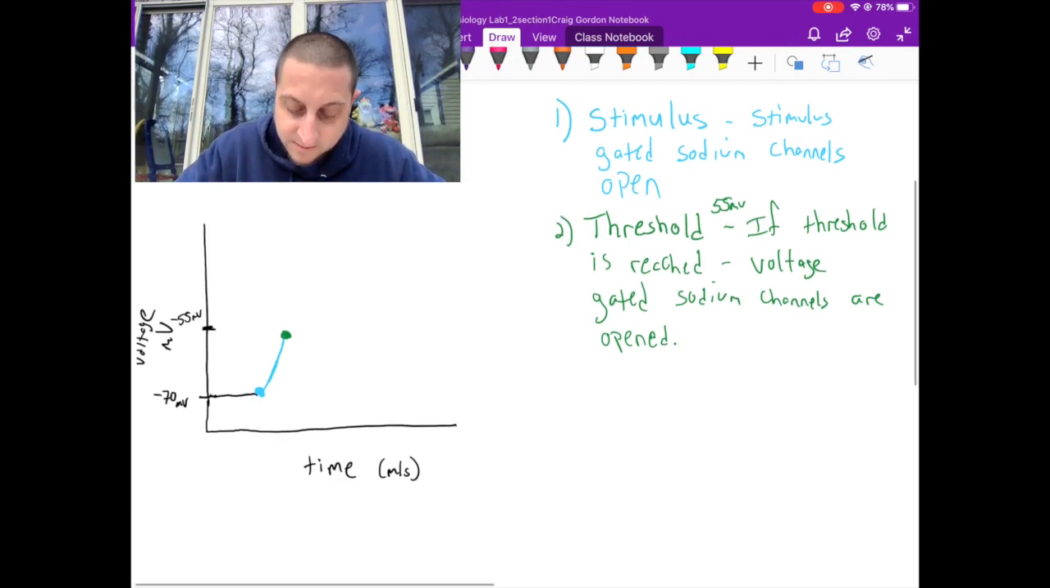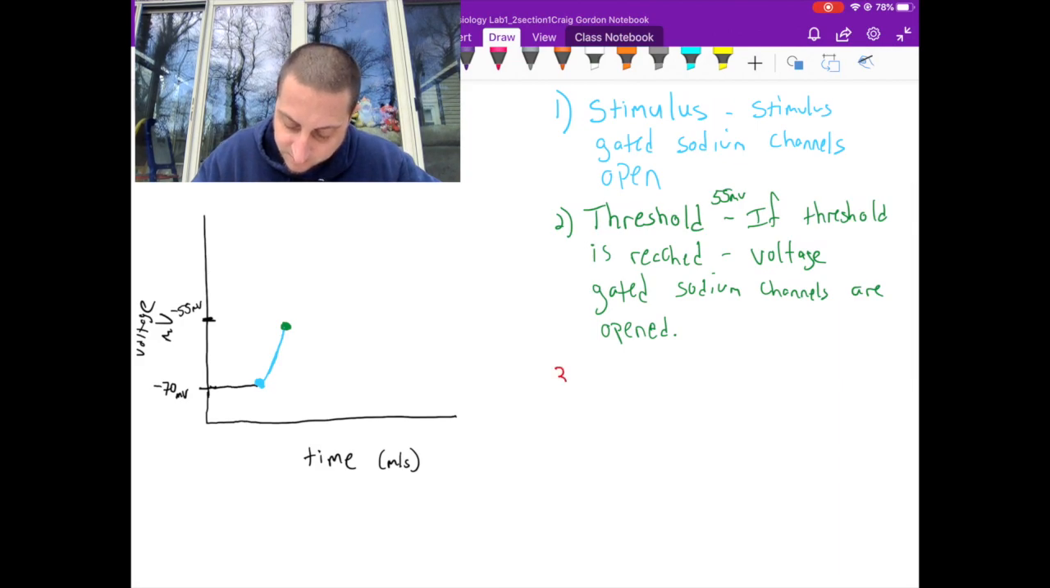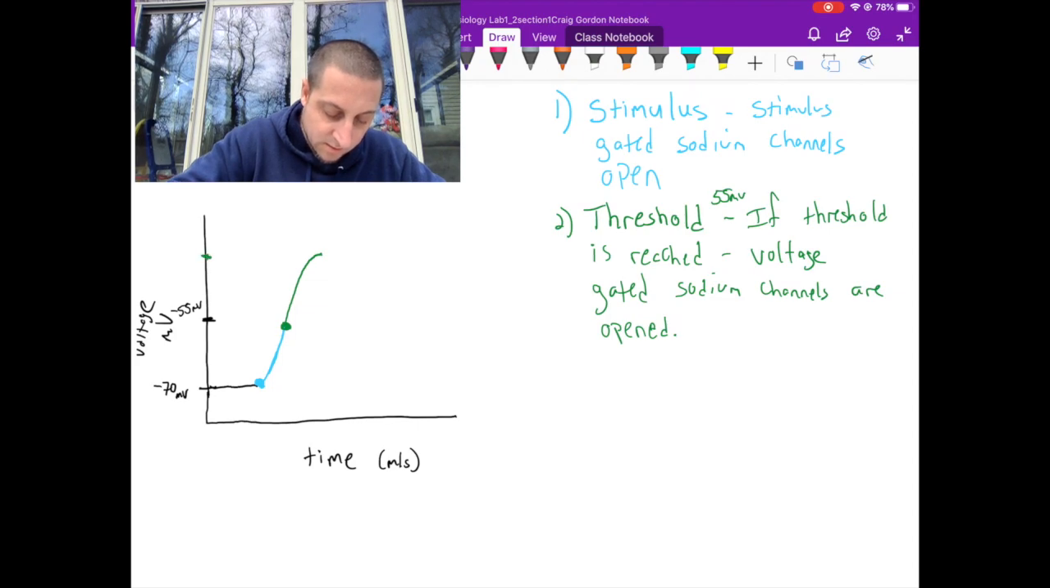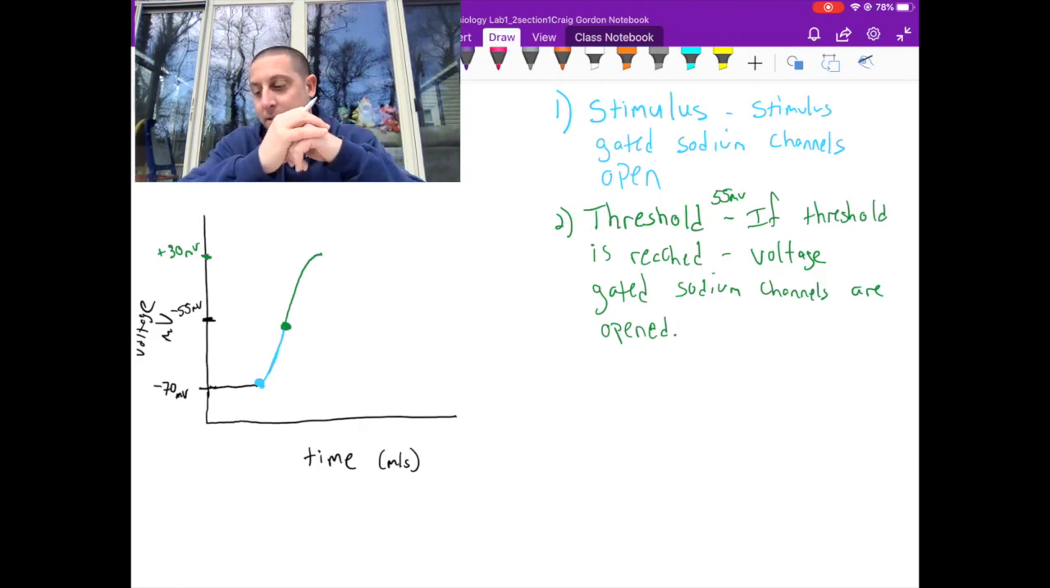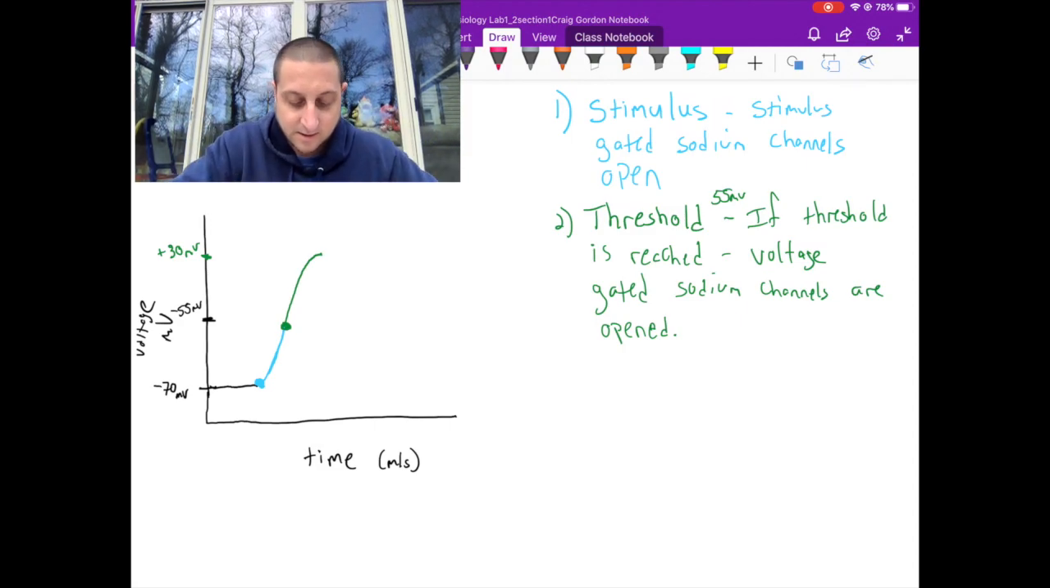So, if this opens over here, I'm going to use a different color, I think. We can do this, right? And so, what's going to happen is, when these sodium channels open, what am I doing? I'm using green. We are going to get to plus 30 millivolts. And that's really as high as we're going to go.